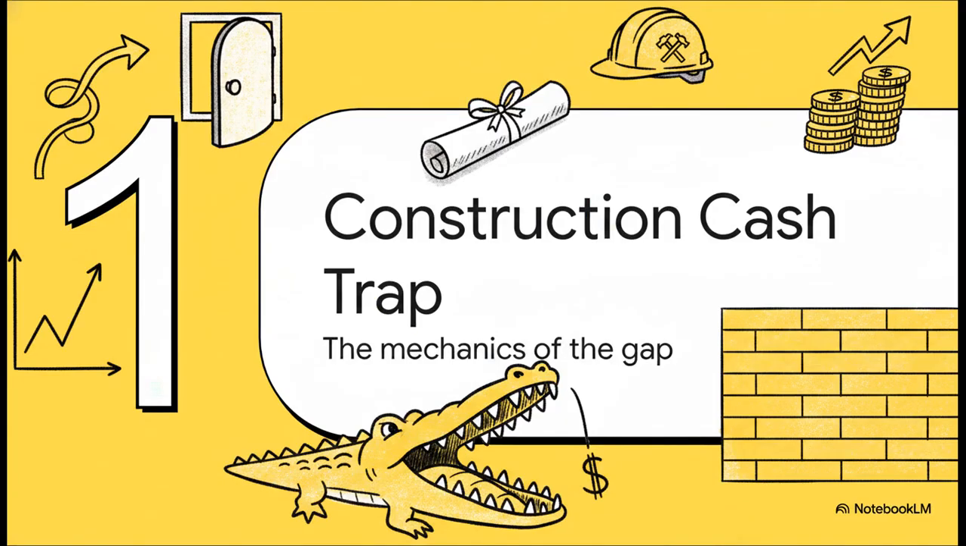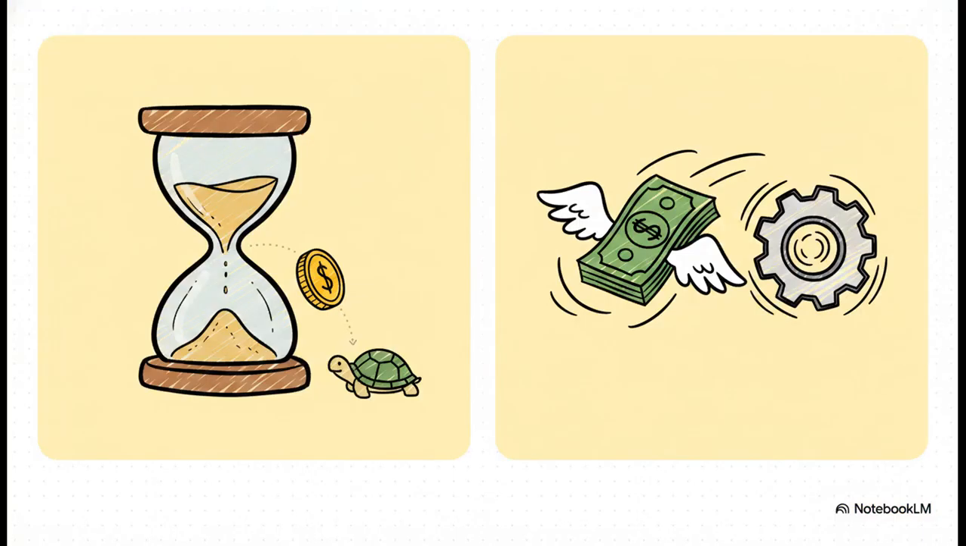Section 1. The construction cash trap, the mechanics of the gap. Honestly, understanding this fatal trap is arguably a commercial manager's most vital task. The trap exists because there's a huge fundamental mismatch going on. On one hand, your cash outflows are immediate and they are aggressive. You've got labor wages and preliminaries flying out the door weekly or monthly, and materials demanding payment on tight 30 to 60-day terms. But on the flip side, your cash inflows are frustratingly delayed.